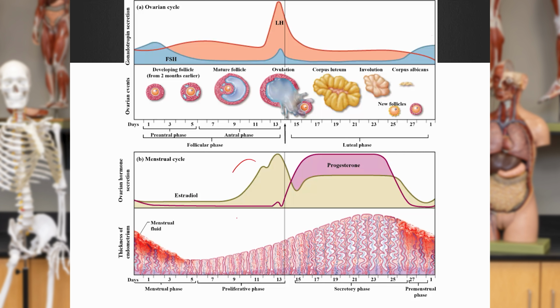And then down here, we have an increasing level of estradiol. The estradiol is increasing until just before this mid-cycle point. You have that huge increase of estradiol going up. That then is stimulating this spike of LH, luteinizing hormone. That triggers the ovulation of the oocyte to occur.